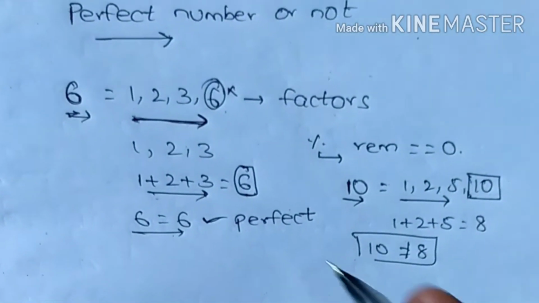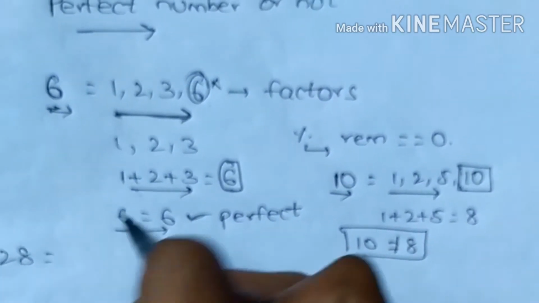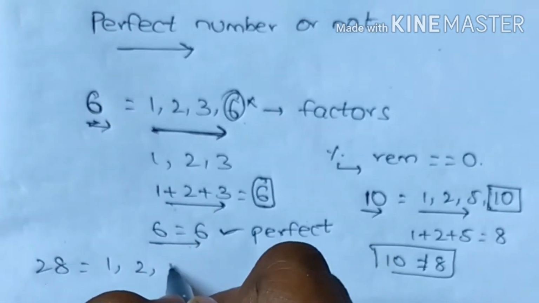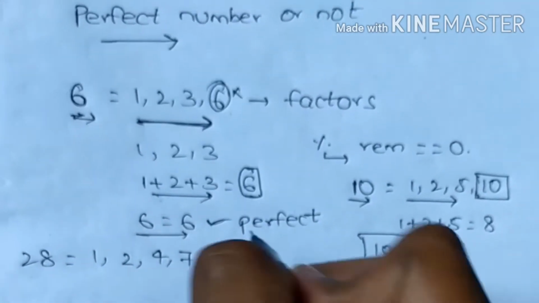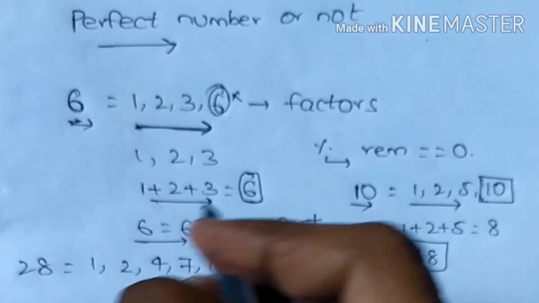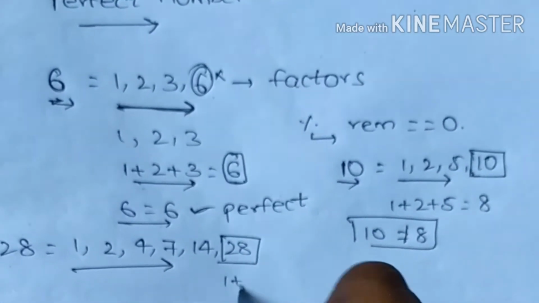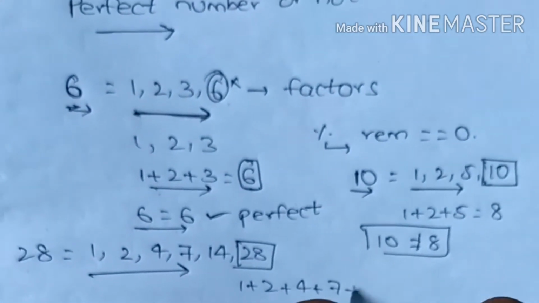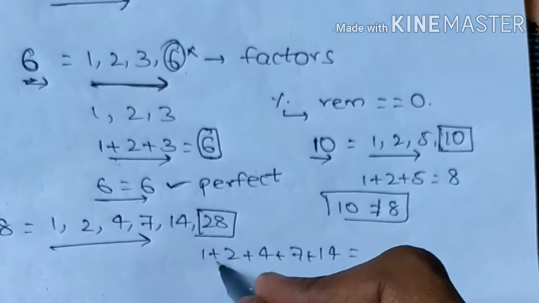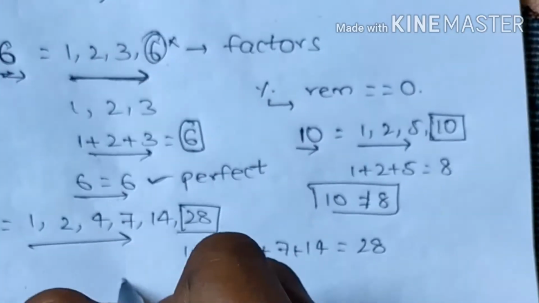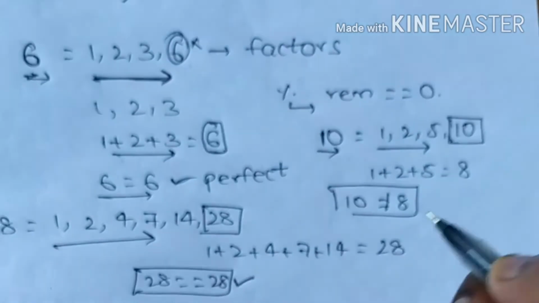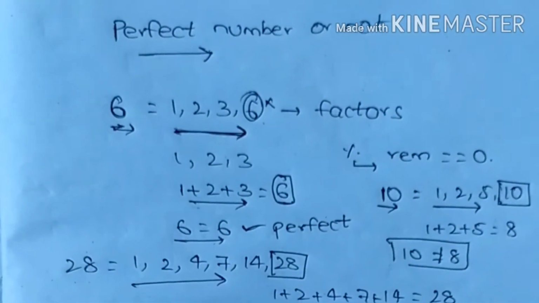If we see another example, that is 28. The factors of 28 will be 1, 2, then 4, then 7, then 14, then 28. After excluding 28, the sum of these numbers 1 plus 2 plus 4 plus 7 plus 14 will give 21 plus 7, which is equal to 28. So 28 equal to 28, right? So 28 is a perfect number. This is the concept of perfect numbers.